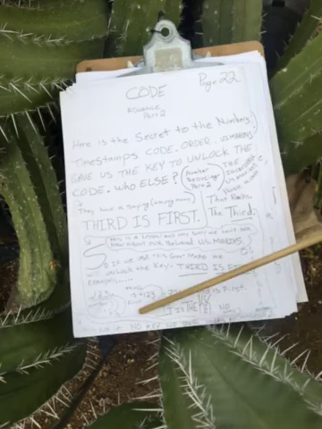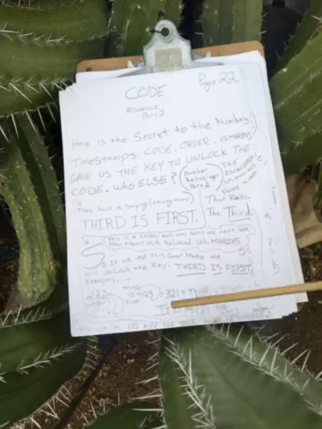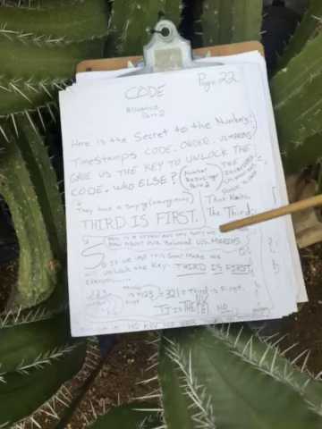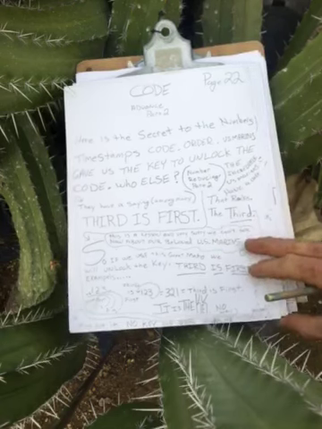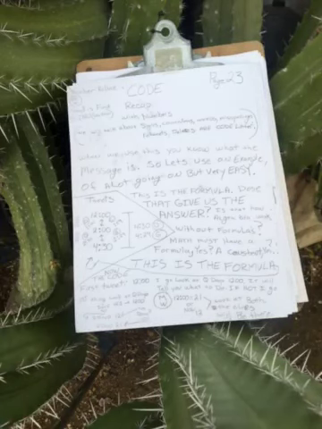3rd is first. This is the key. There's no way without it. If we don't use this 3rd is first, there is no key. There will be no gap to figure out. There is no gap. There is no message. We have to use the 3rd is first. There's a couple others, but we'll get into those as we move on. All right.